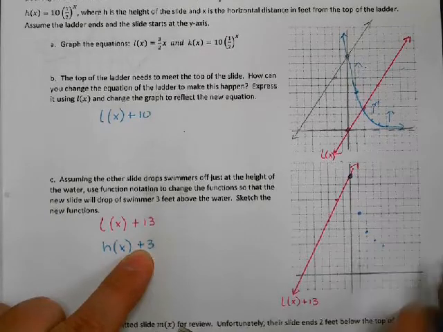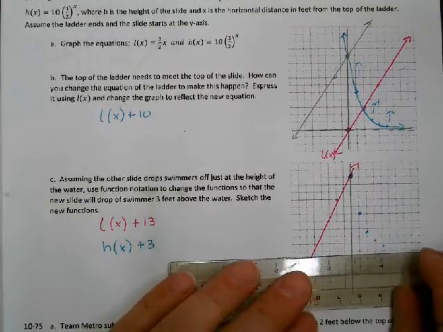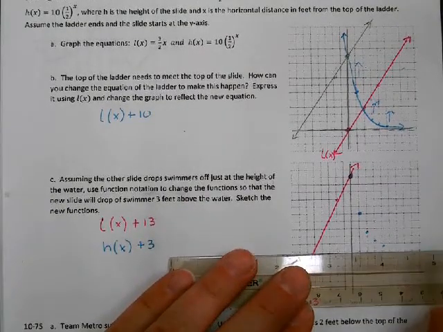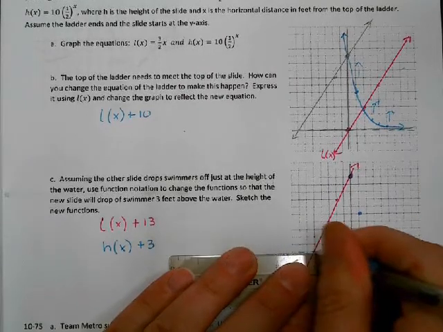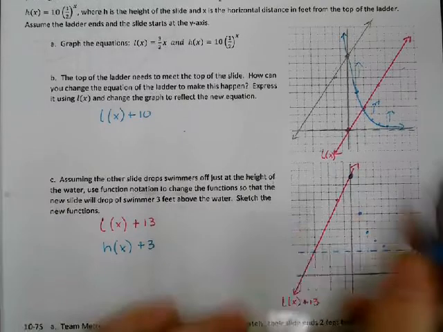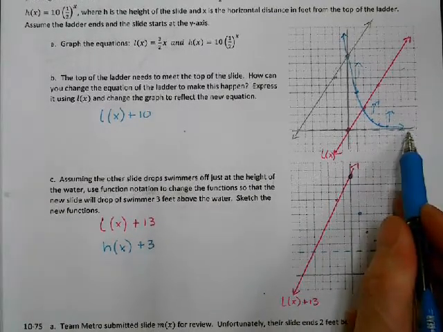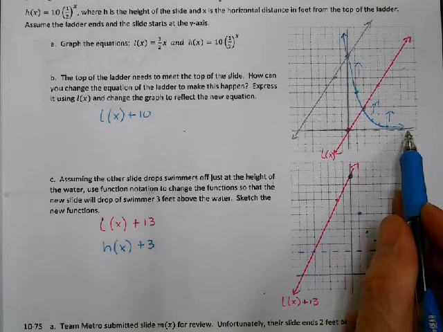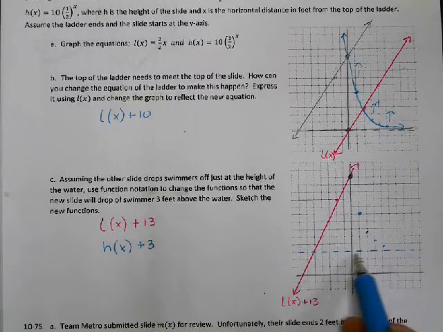Now the asymptote also moved up 3 units. So now my horizontal asymptote here is going to be at y equals 3. My asymptote used to be on the x-axis, but that was dropping them off at water level. I now want to drop them off 3 feet above the water.